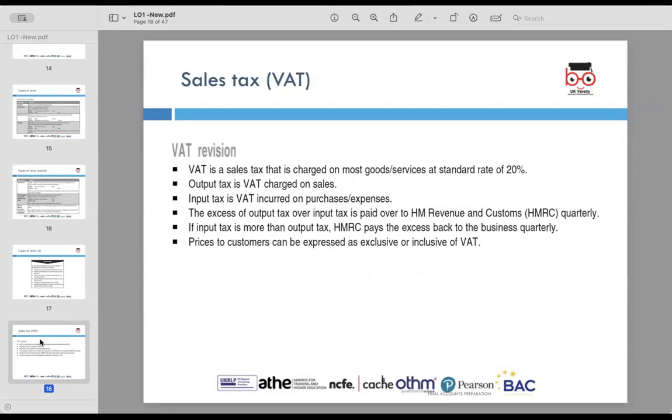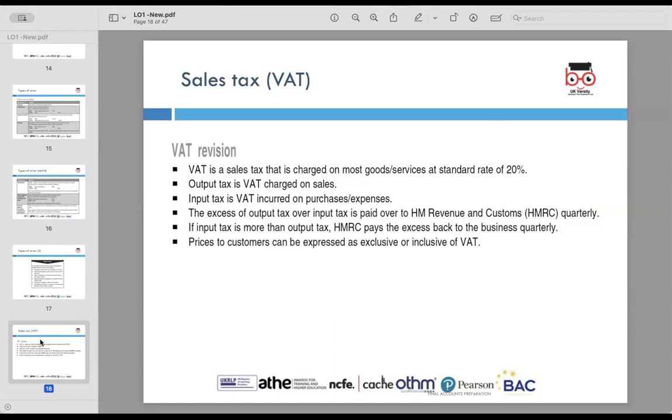Any questions so far? Okay, VAT or sales tax. Value added tax is a consumption tax charged on most goods and services at a standard rate of 20% in the UK. So in the UK, VAT applies to sales made by businesses, output tax, and VAT incurred on purchases and expenses, input tax. Output tax refers to the VAT charged by businesses on their sales transactions.